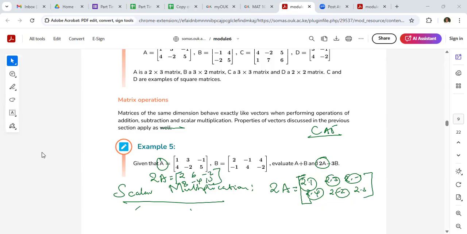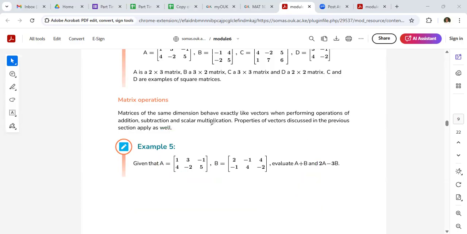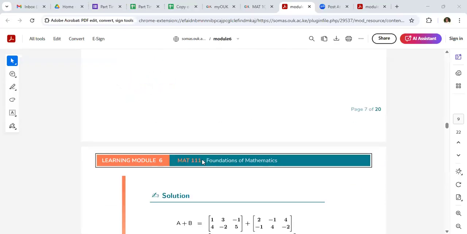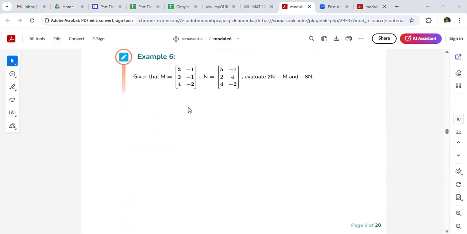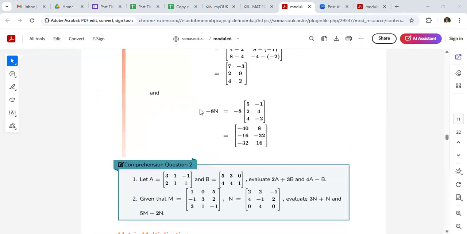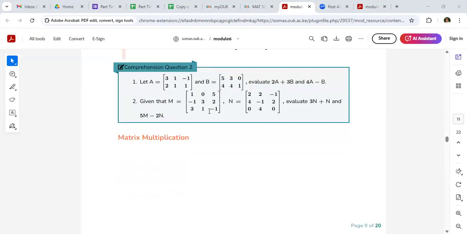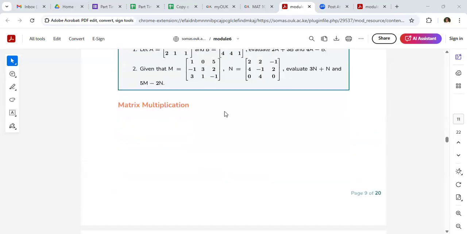So that is matrix addition and scalar multiplication. But note, you can only add matrices of the same order, because you add corresponding components. Again, for scalar multiplication, you have to multiply every element in the matrix by the scalar. So there are more examples there for you to look at, and an exercise there.